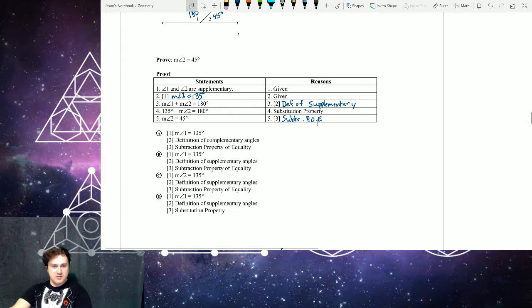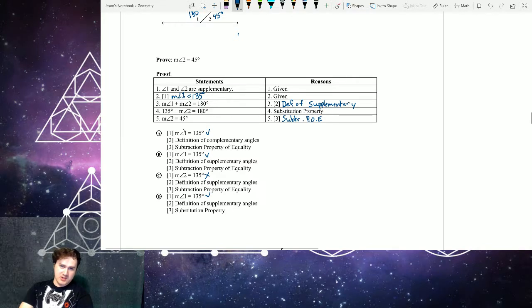So 2, measure of angle 1 is 135. Alright, so that's the first part. So checks out on A, checks out on B. C does not check out because it says measure of angle 2. And D, it checks out. Alright, so that one works.